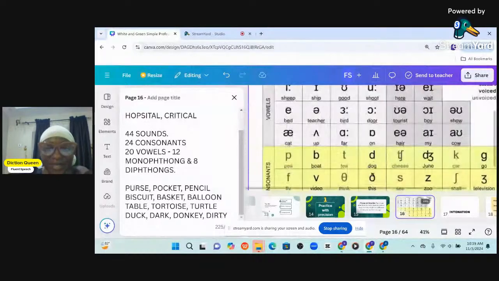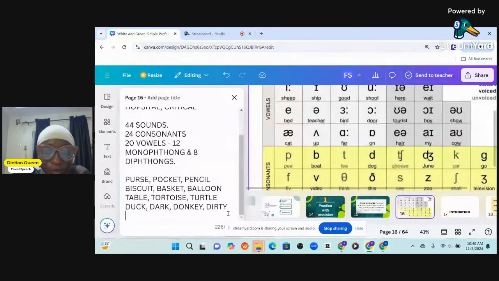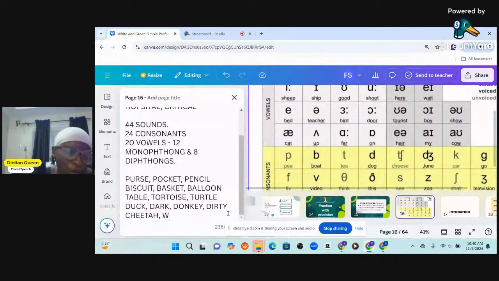Dirty. Now the next consonant sound that I have is ch. Ch. Now for you to pronounce the ch sound correctly, you put your teeth together and you release the sound suddenly. Ch. We can have the word cheetah. We can have the word watch. Put your teeth together and release the sound. Ch. Watch. You can have the word chicken.